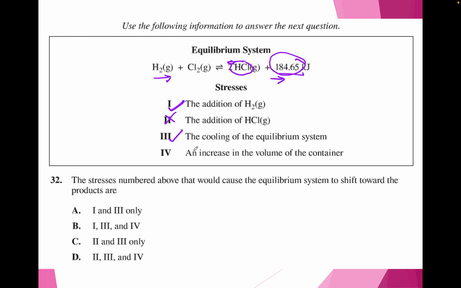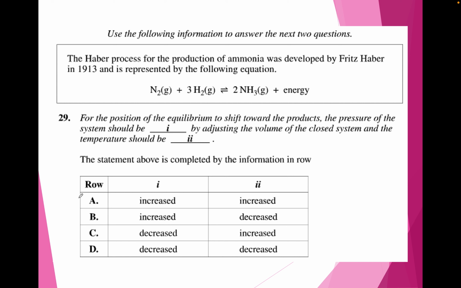And the last one, an increase in the volume of the container. We do have all gases, but because we have the same amount of moles on each side, on the reactant side, you have 2 moles. On the product side, there's a 2 here, you have 2 moles. So a volume or a pressure change would not have any effect on the system. So the answer for this one is A, 1 and 3 only.